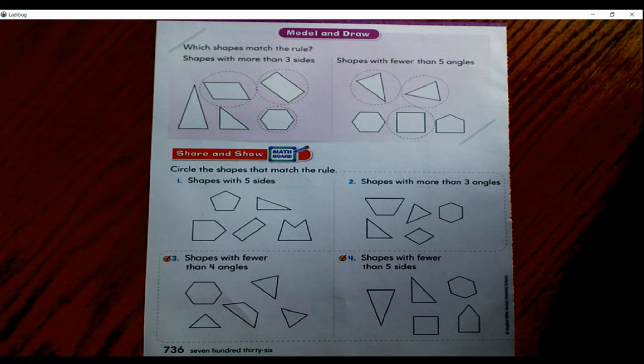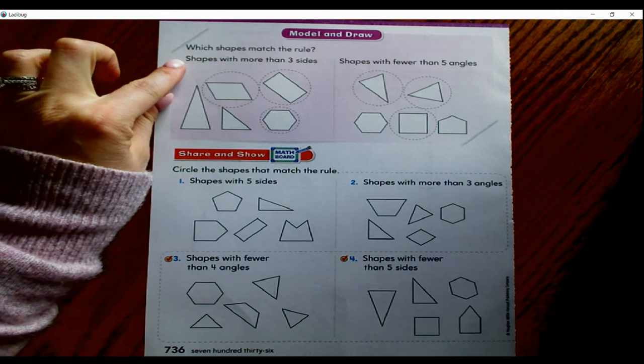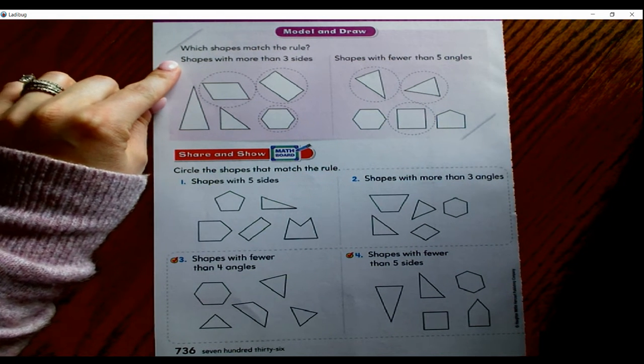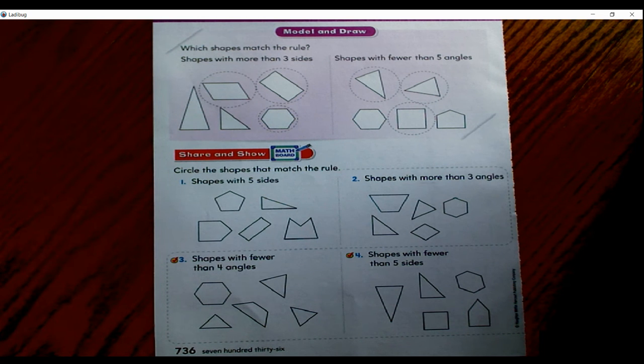Today in math, we are going to understand how I can recognize shapes when I'm given a rule. So the question is, which shape matches the rule? And the rule that they give me here is shapes with more than three sides. So my goal here is to count all the shapes that have more than three sides.